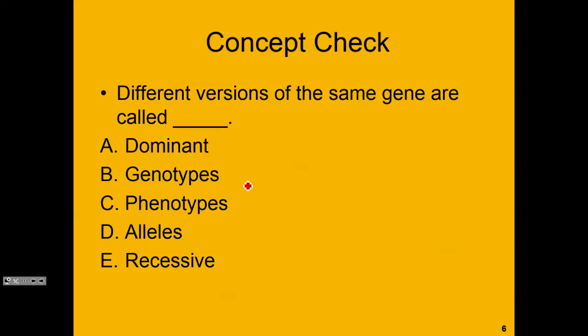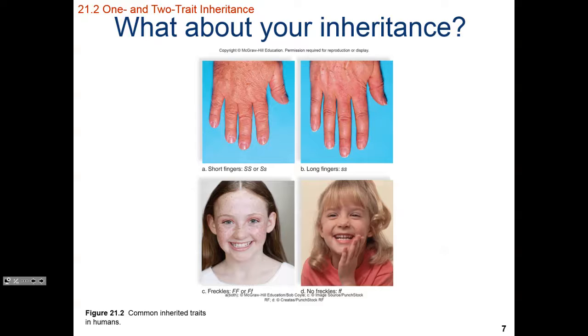It is correct. D, alleles, is the correct answer. Nicely done, Austin. So let's try to connect the traits we have to what we got from our parents.